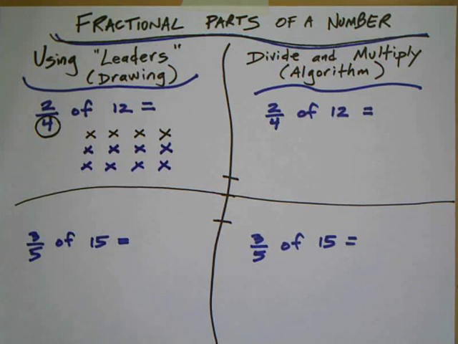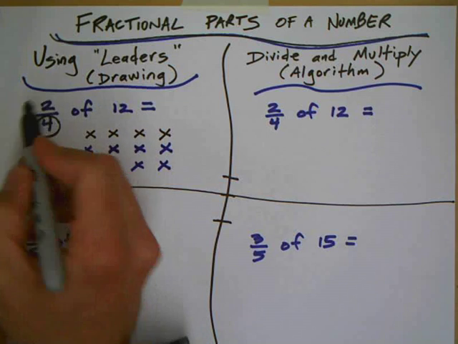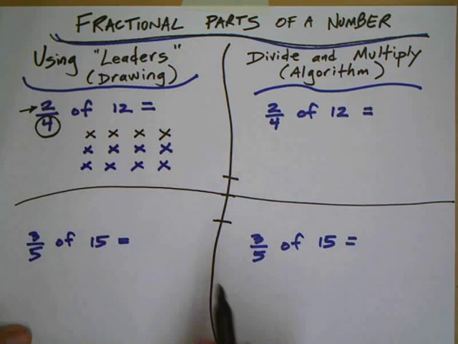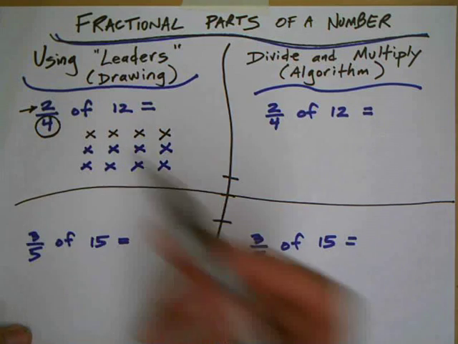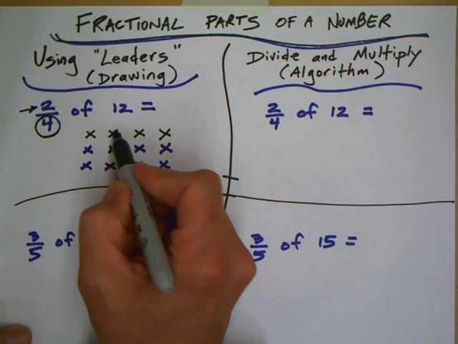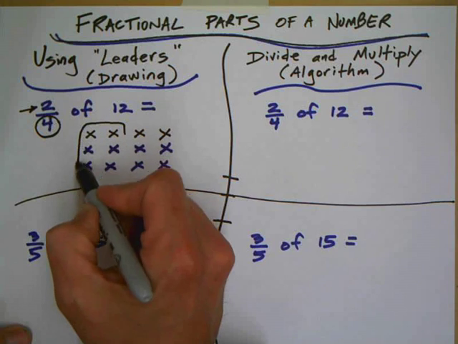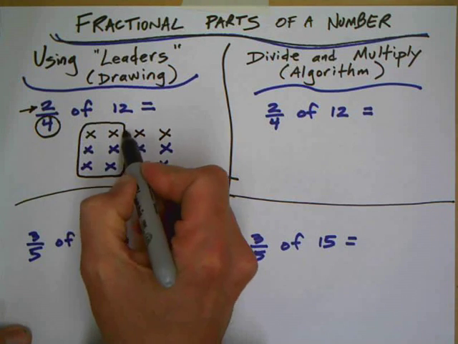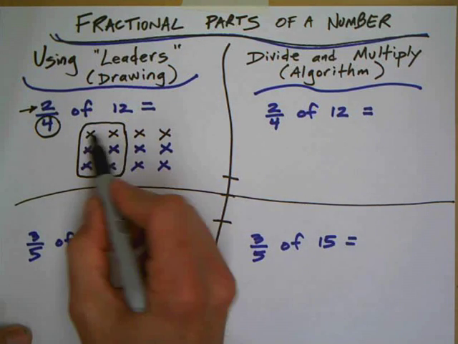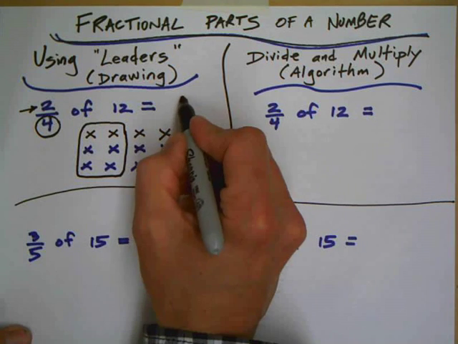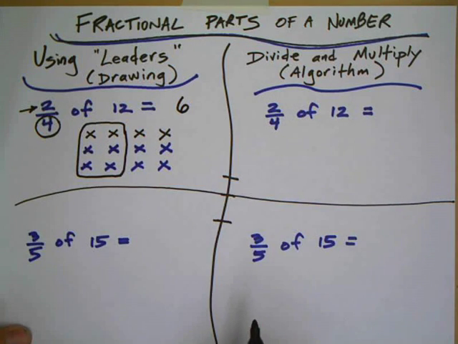After I've made 4 equal groups, I look at the numerator, and this helps me figure out how many of the groups I'm looking to count. In this case, 2. So I find 2 leaders, and I circle all the members of their 2 groups, count them up, 2, 4, 6, and that tells me there are 6 members in 2 out of those 4 equal groups.